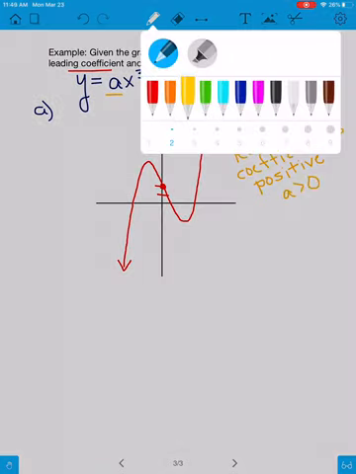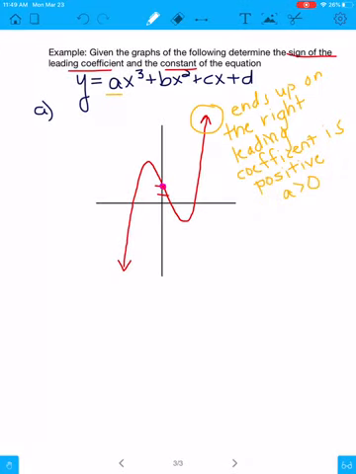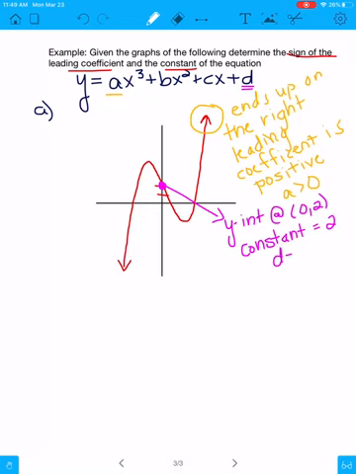Then I have a y-intercept at 0 and 2. So my constant equals 2. And my constant is the d variable, so d equals 2. Okay? Then we go to B.